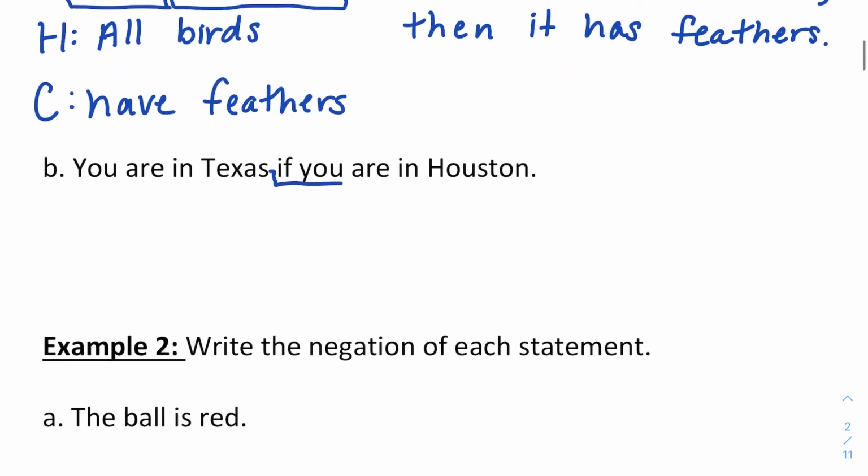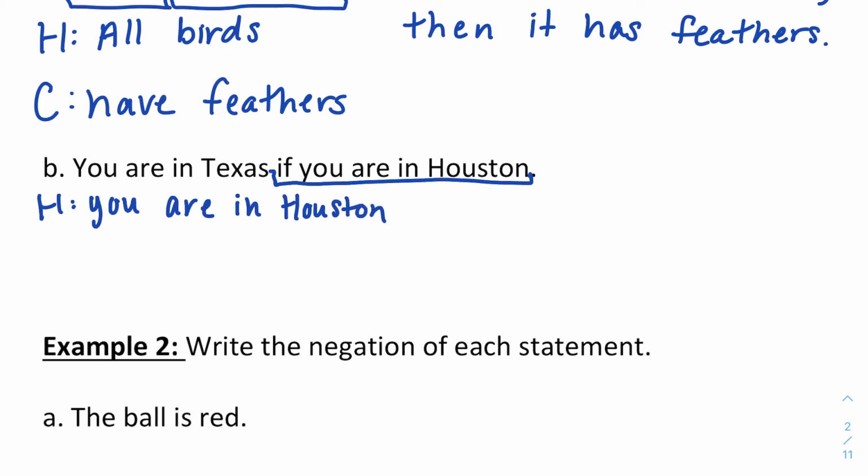Okay, this next one, my if is already there. If you are in Houston. So that is going to be my hypothesis. If it has an if or if it has a then, the thing that comes after that is always going to be either your hypothesis or conclusion, depending on what you have. I already have an if, so what comes after my if is already going to be my hypothesis. So you are in Houston. My conclusion is going to be the other part, you are in Texas.